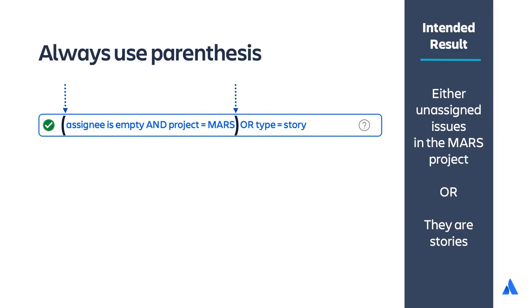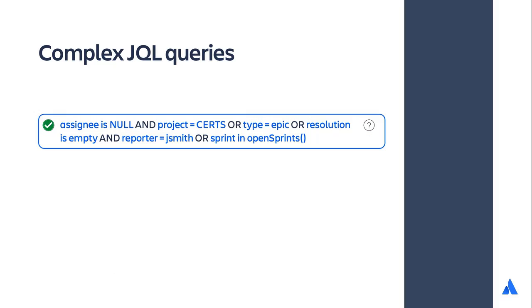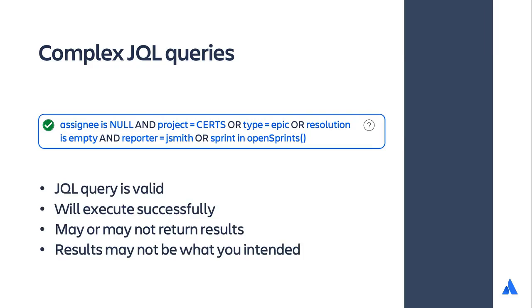In fact, you should use parentheses even if the intent was the original, because parentheses ensure valid results, improve readability for others, and provide certainty that the right results will get returned. We recommend using them when possible. This is best practice when you start adding more and more clauses, which are increasingly complex and span multiple query lines in advanced search. Such JQL queries containing multiple clauses without parentheses are valid. They will execute successfully. They may or may not return results, but the results may or may not be what you intended.